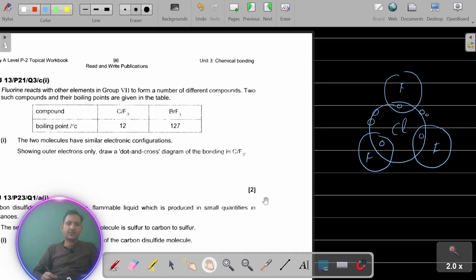Because chlorine contains 7 electrons in the valence shell. 1, 2, 3, 4, 5, 6, 7. These are the lone pairs of chlorine, and the remaining are the electrons of this. The cross is the electron of fluorine, fluorine, and fluorine. So now you can draw the remaining electrons, the lone pairs of these fluorines, here, here, and here.